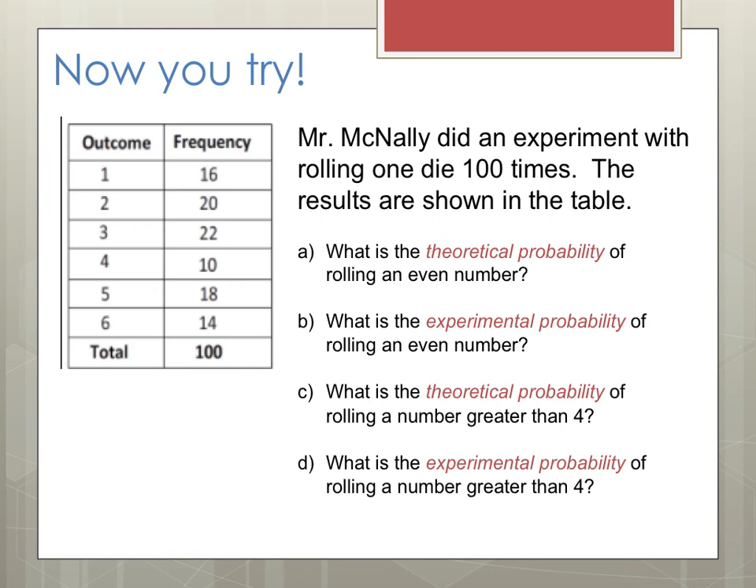So now it's your chance to try one on your own. Here I did an experiment. I rolled one die 100 times, and this was the outcome that I got. So it looks like I got 16 ones, 20 of the times I rolled a 2, 22 of the times I rolled a 3, etc. So take a moment and see if you can answer these 4 questions below based off of either the theoretical or experimental probability. Then I want you to actually compare how close we were. So take a couple minutes, try this, and we'll go over this in a few. Good luck.